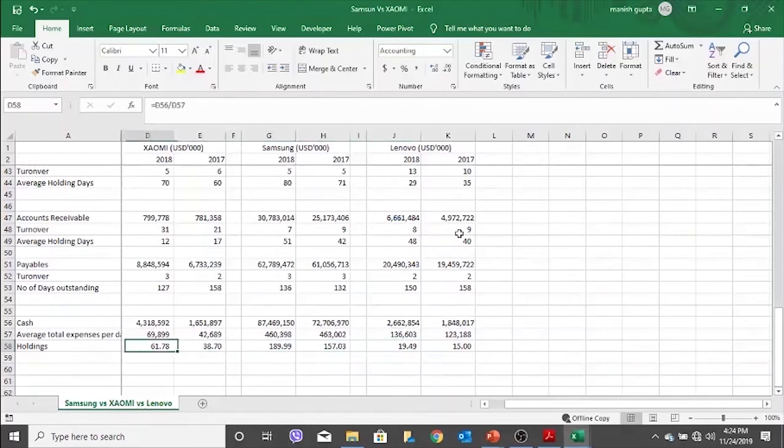So here is the cash. So now, who is holding the higher cash? Samsung, is it a good practice? Xiaomi is holding only 19 days worth of their total expense in their hands. Sorry, 61 days. Lenovo is only 19 days. Samsung is holding 189 days, meaning 6 months of their overall expense, of their whole year expense, in cash.